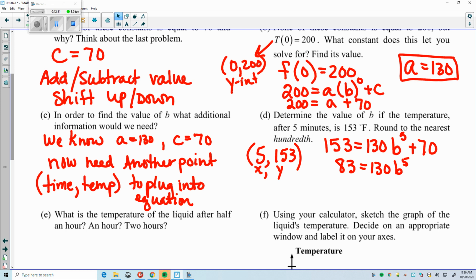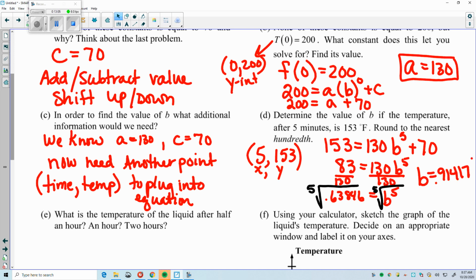And our next step would be to divide each side by 130. So this is going to get us 0.63846 is equal to b to the 5th. All right, well, if that was b squared, we would take the square root to solve for b. But since this is b to the 5th, I need to take the 5th root to solve for b. And when we take the 5th root, we can find that b is equal to 0.91417. Okay, so we found b.